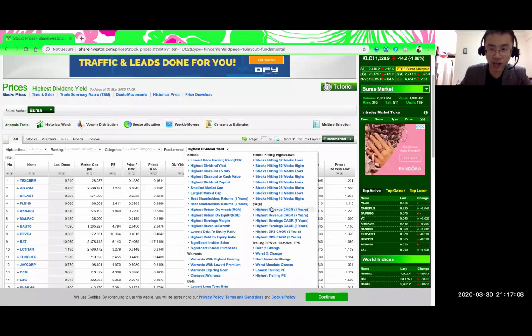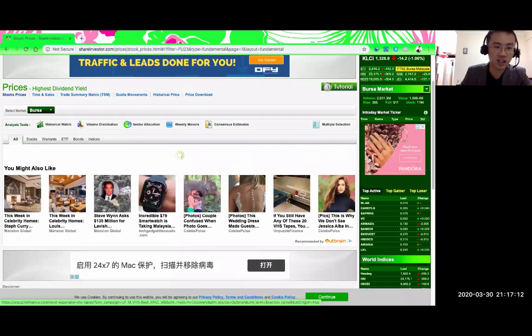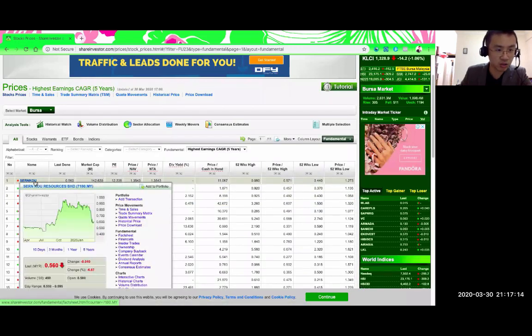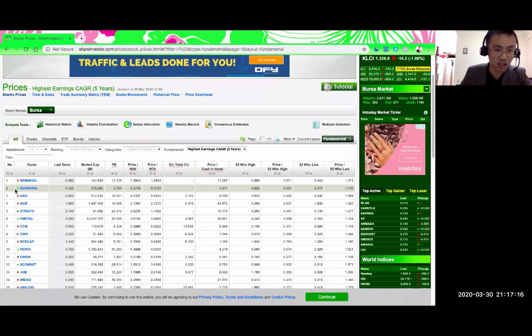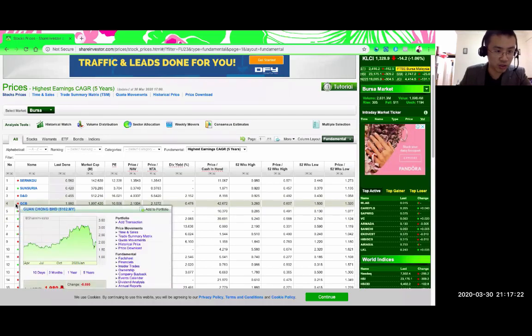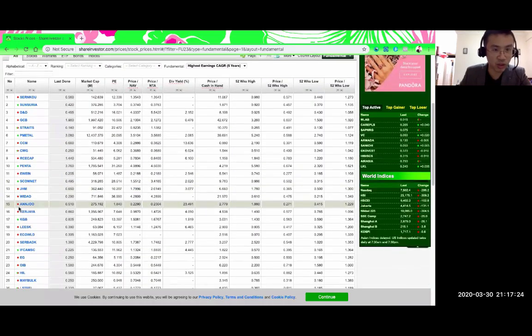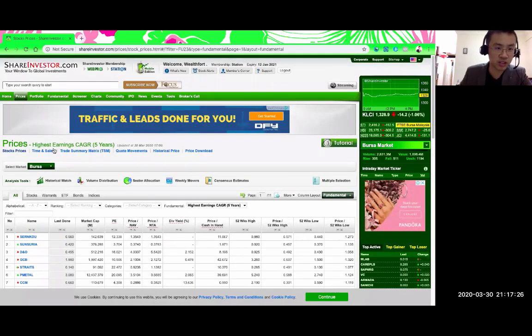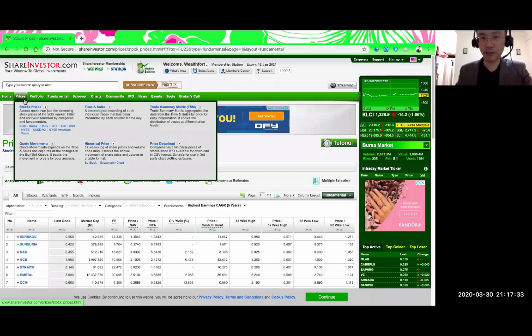Which stock has the highest earnings compound annual growth rate for 5 years? Let's say I click this. Oh, this is Sunway, okay, Sun Suria got the highest earnings growth for the past 5 years. Okay, DNO, okay, GCB. So it's all ranked for you. This will save us a lot of time finding all this critical information. Now, isn't this very helpful?